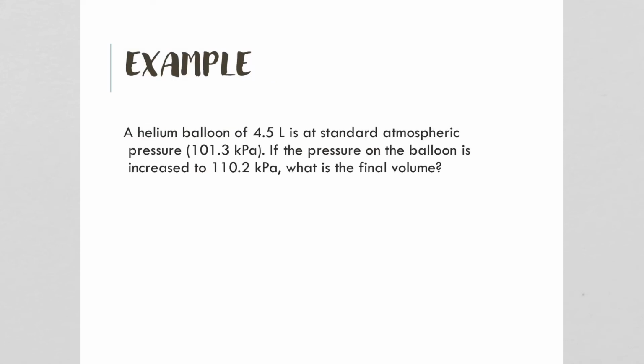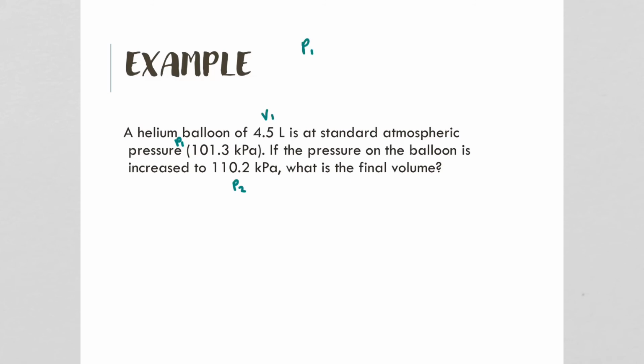In our first example, we're told that a helium balloon of 4.5 liters is at standard atmospheric pressure, 101.3 kilopascals. If the pressure on the balloon is increased to 110 kilopascals, what is the final volume? So first of all, we can assume that the temperature is staying the same because there's no mention of temperature. So we have three values here. We have our V1 and P1, and this will be our P2. So we need to find out what V2 is.